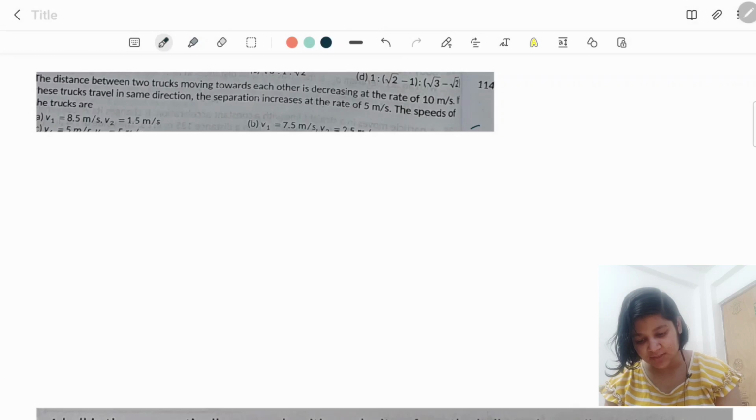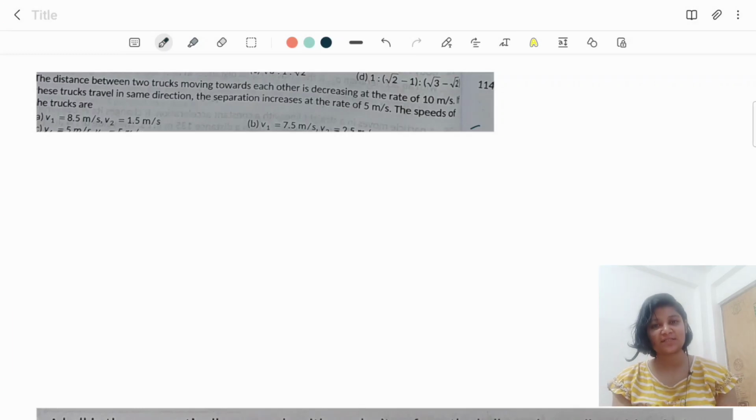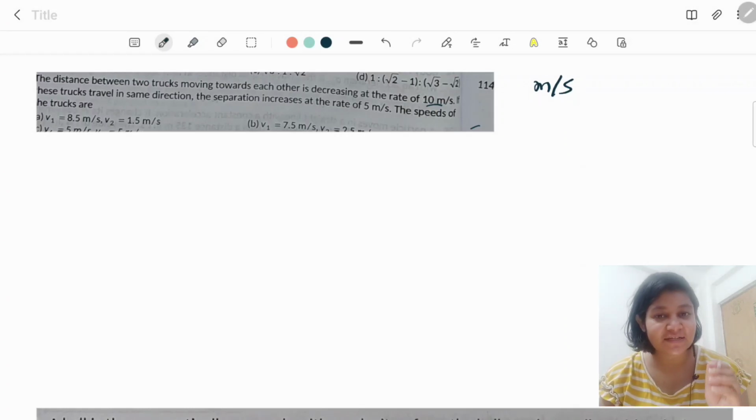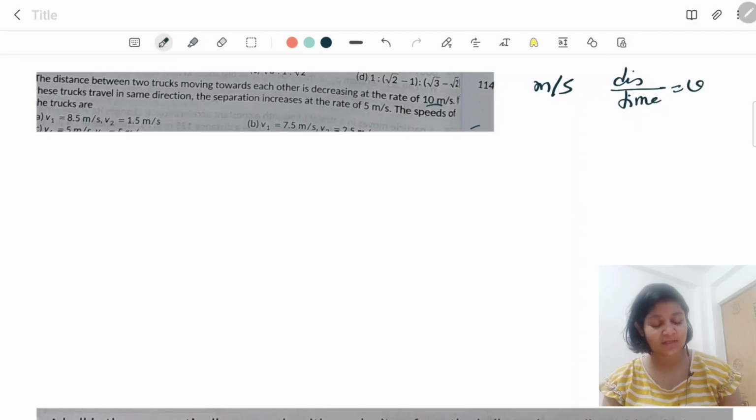There are two trucks that are moving towards each other, and the distance between them is decreasing at a rate of 10 meter per second. They are telling us that the distance is decreasing, but you see that they have given us the unit of meter per second, which is the velocity. So they are giving us distance by time, which is the expression for velocity.